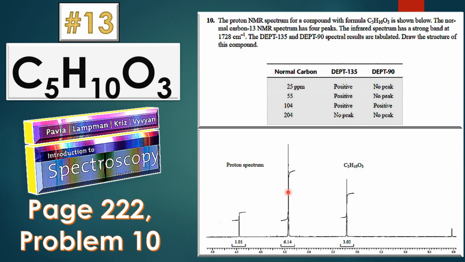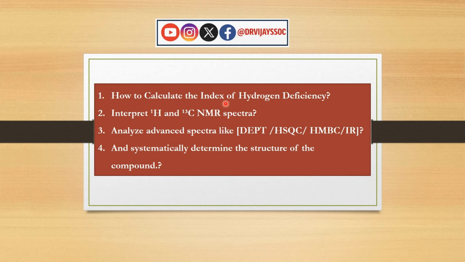By the end of this video, you will be able to understand how to calculate the index of hydrogen deficiency, how to interpret 1H and 13C NMR spectra, how to analyze advanced spectra such as DEPT NMR in this video, and at the end, how to collect all the pieces of information logically in order to determine the structure of the compound.